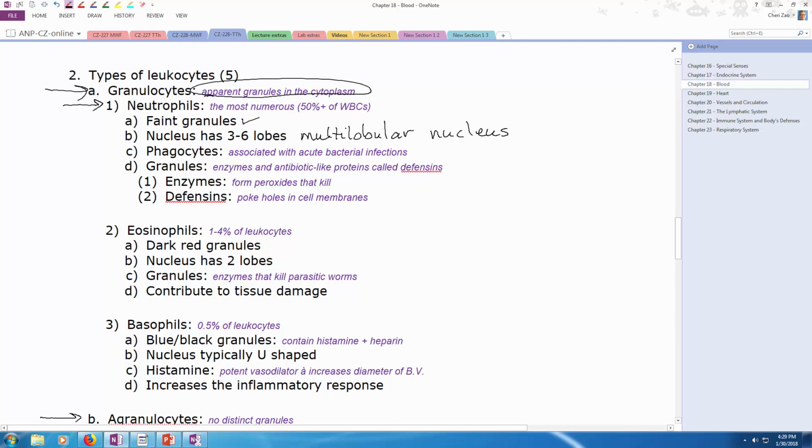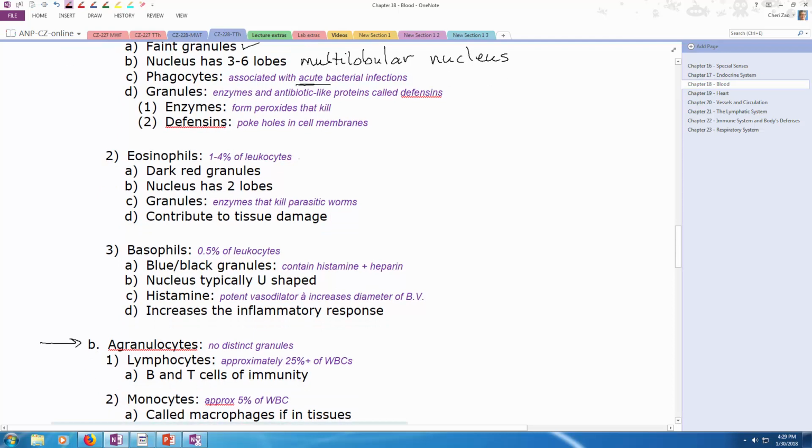They indeed are phagocytes that are associated with acute bacterial infections. It also mentioned fungal infections, but let's stick with bacterial for right now. The granules that they do have inside them contain various enzymes, as well as antibiotic-like proteins that we call defensins. These guys are designed to poke holes in a cell membrane. So bacteria have cell walls and cell membranes, and they poke holes in them.